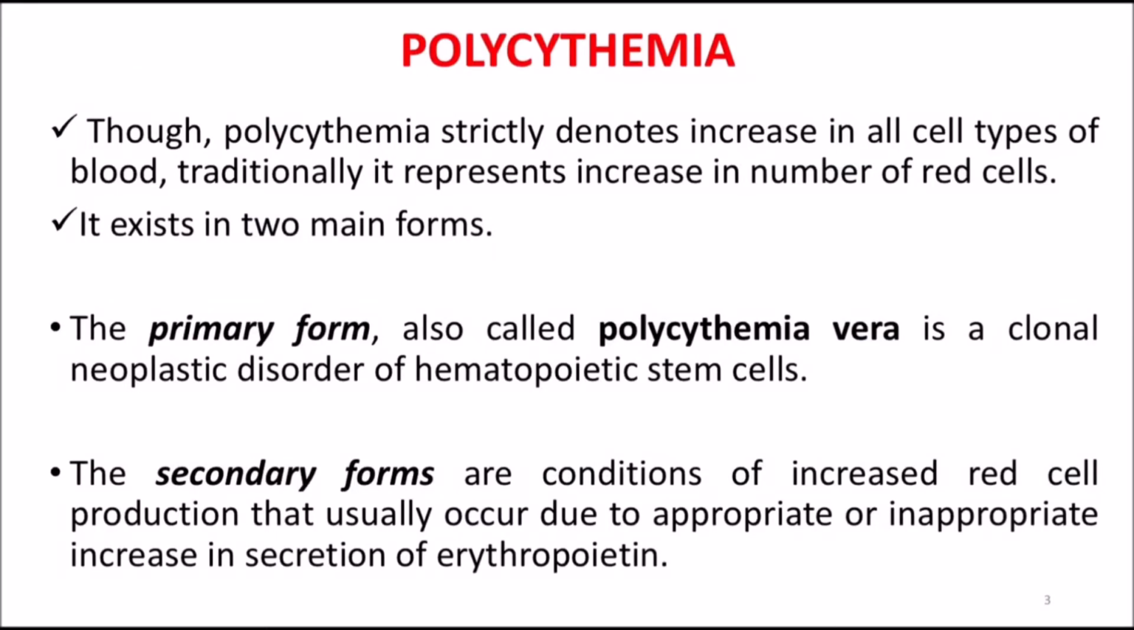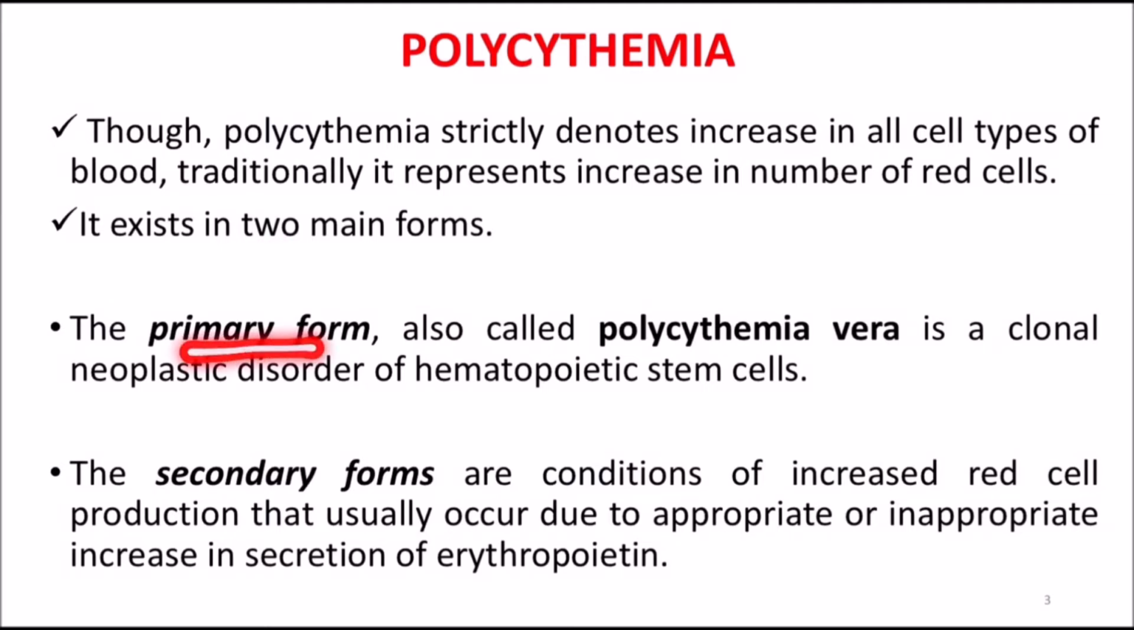So what is polycythemia? As I told you, it is the increase in the red cell count, the number of red cells. Strictly, polycythemia denotes an increase in all cell types of blood, but traditionally it represents an increase in the number of red cells. It exists in two main forms: a primary form and a secondary form.